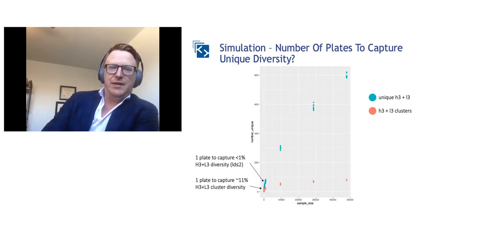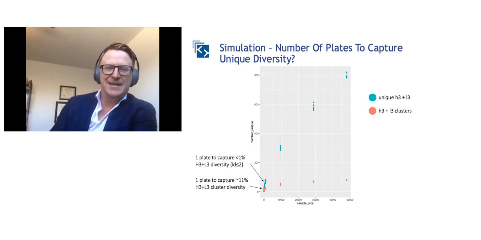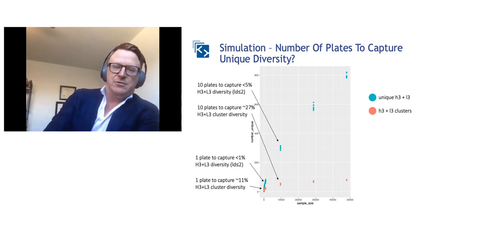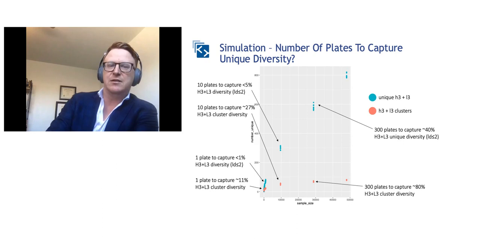So we simulated this because we wanted to understand how many plates it takes, based off what NGS would produce in a single run, versus multi-plate sampling from a single plate. One plate is able to capture less than 1% of H3L3 diversity at a Levenshtein distance of less than or equal to 2, and only about 11% of the H3L3 cluster diversity. If we go out to 10 plates, we're still less than 5% and 27% of the H3L3 cluster diversity.